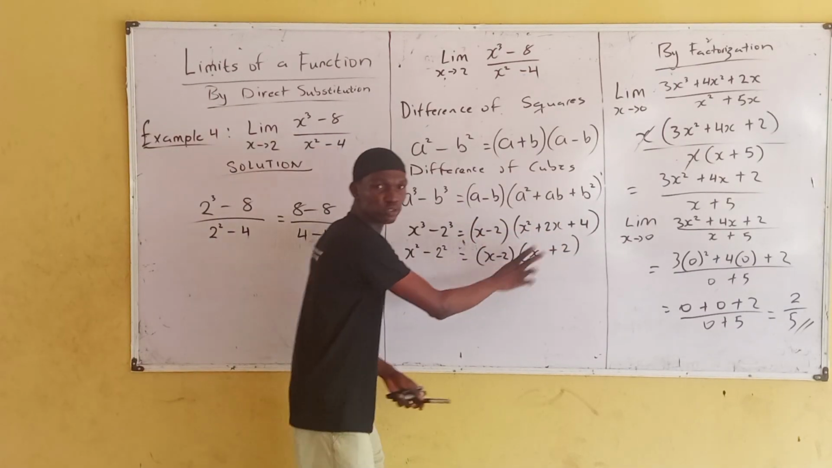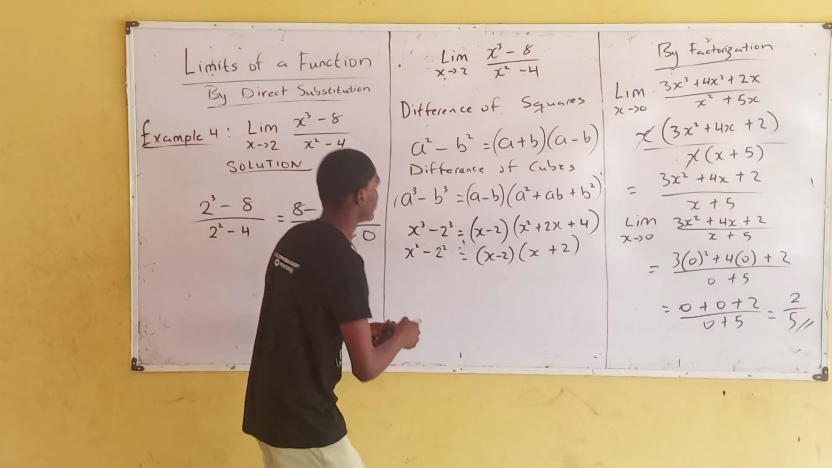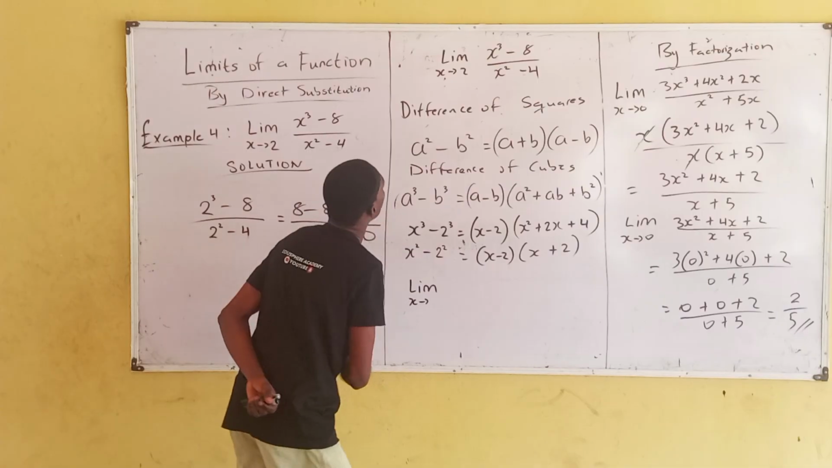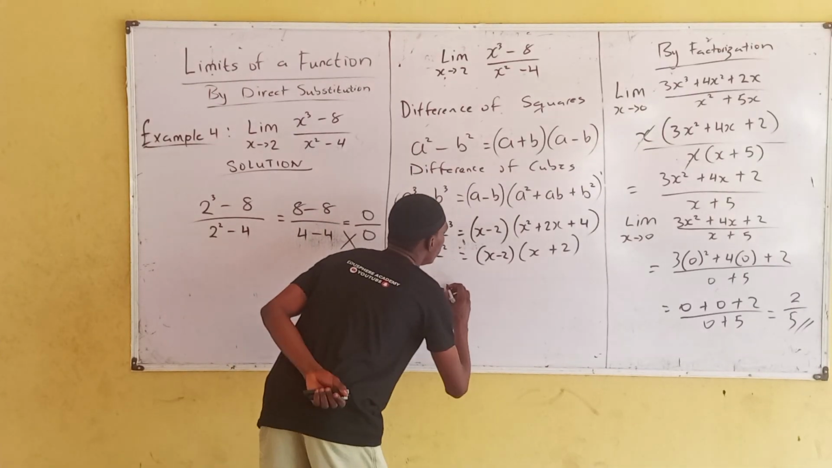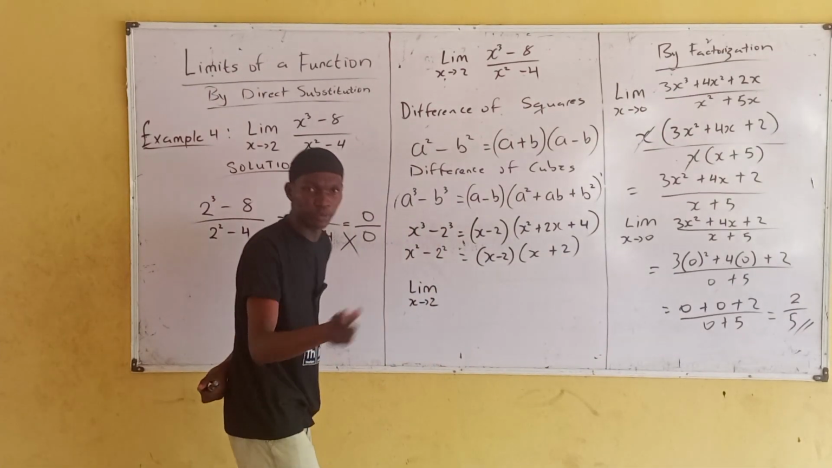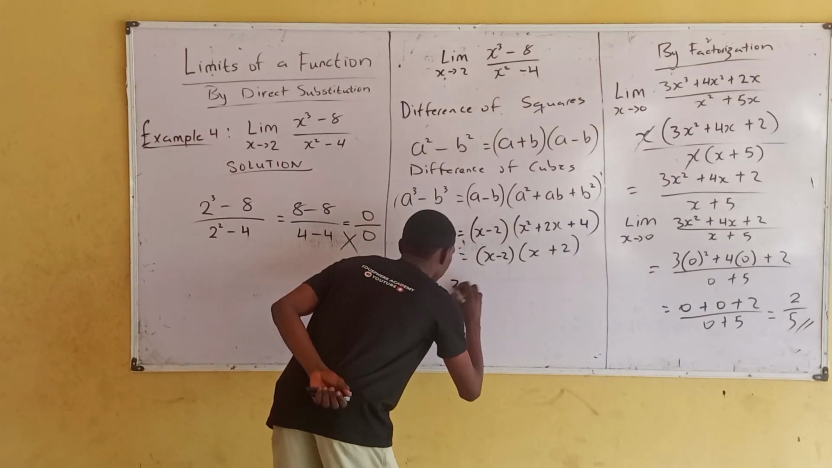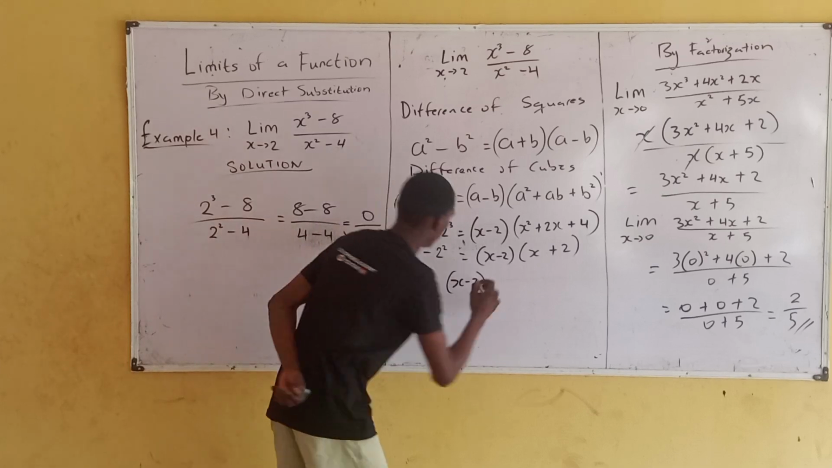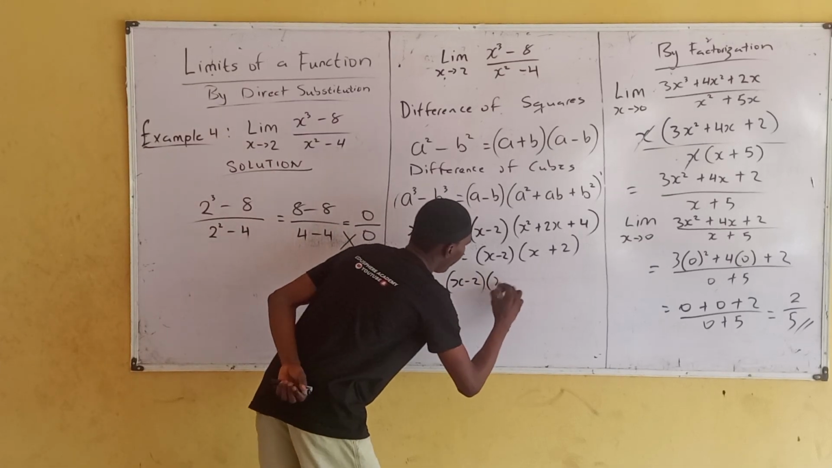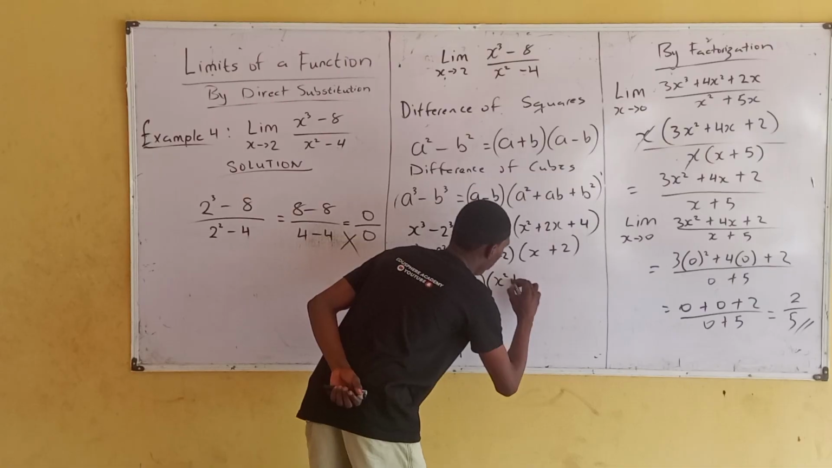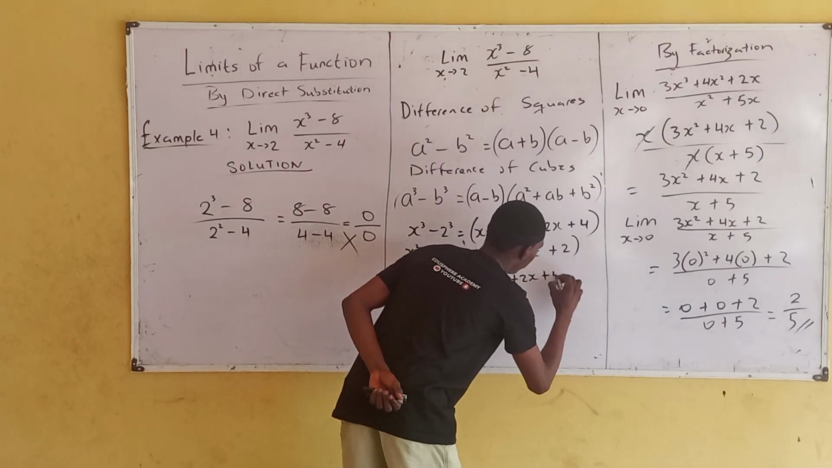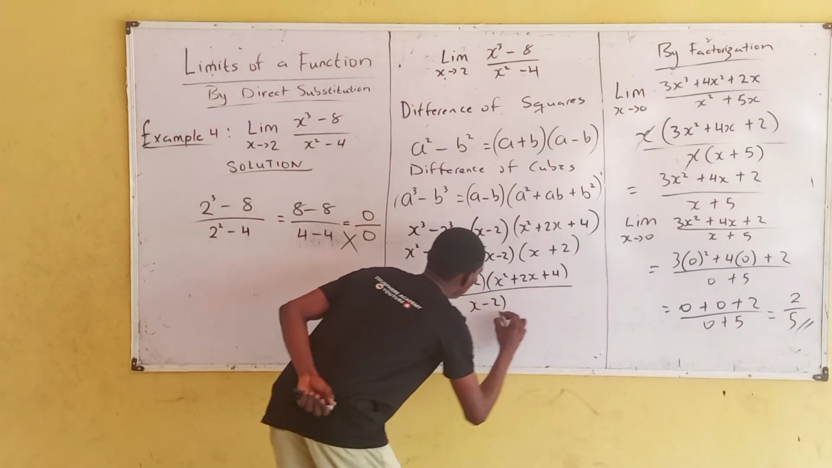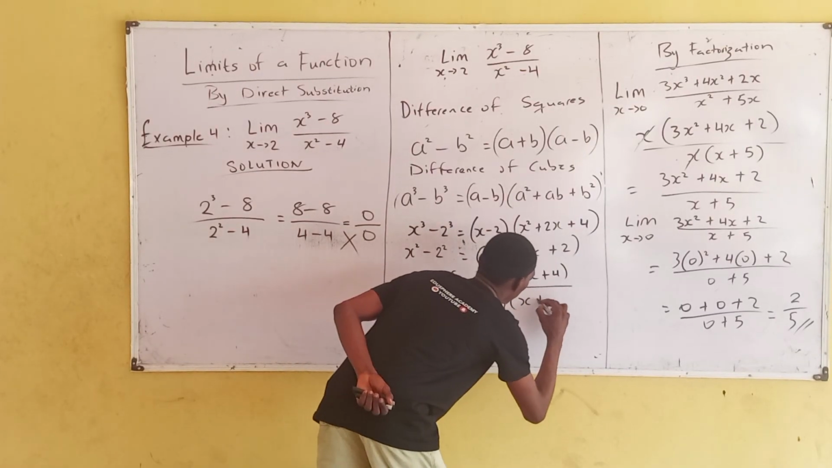We can now write it in this form: the limit as x tends to 2 of the numerator (x minus 2)(x squared plus 2x plus 4) over the denominator (x minus 2)(x plus 2).